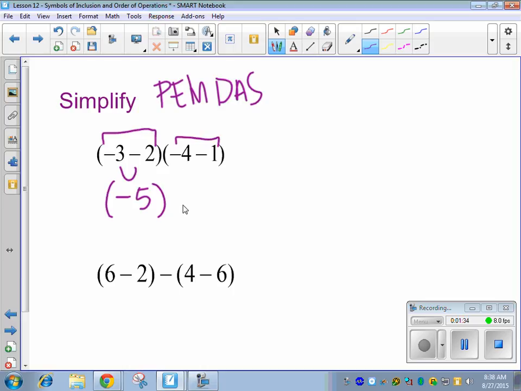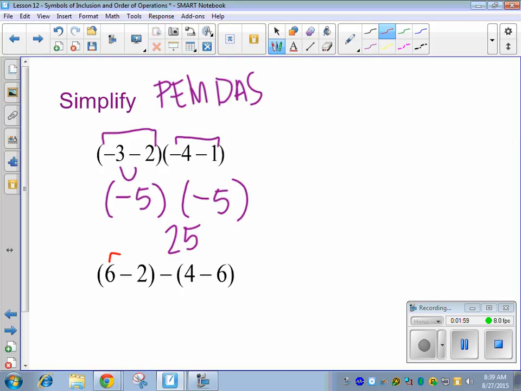Perfect. We have another parenthesis that we need to simplify as well. Now what can I do, Evie? Perfect. Negative 5 times negative 5 gives me what? 25. Nice work. Now, Jackie, what can I do to start this next problem? What should be my first step?